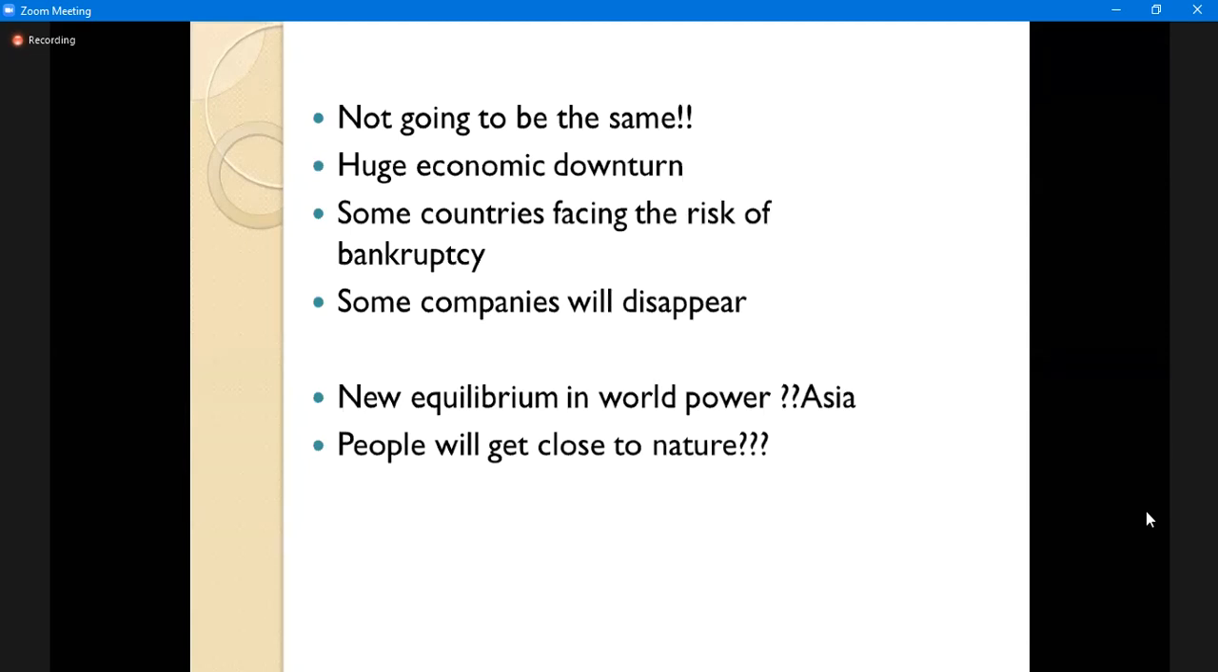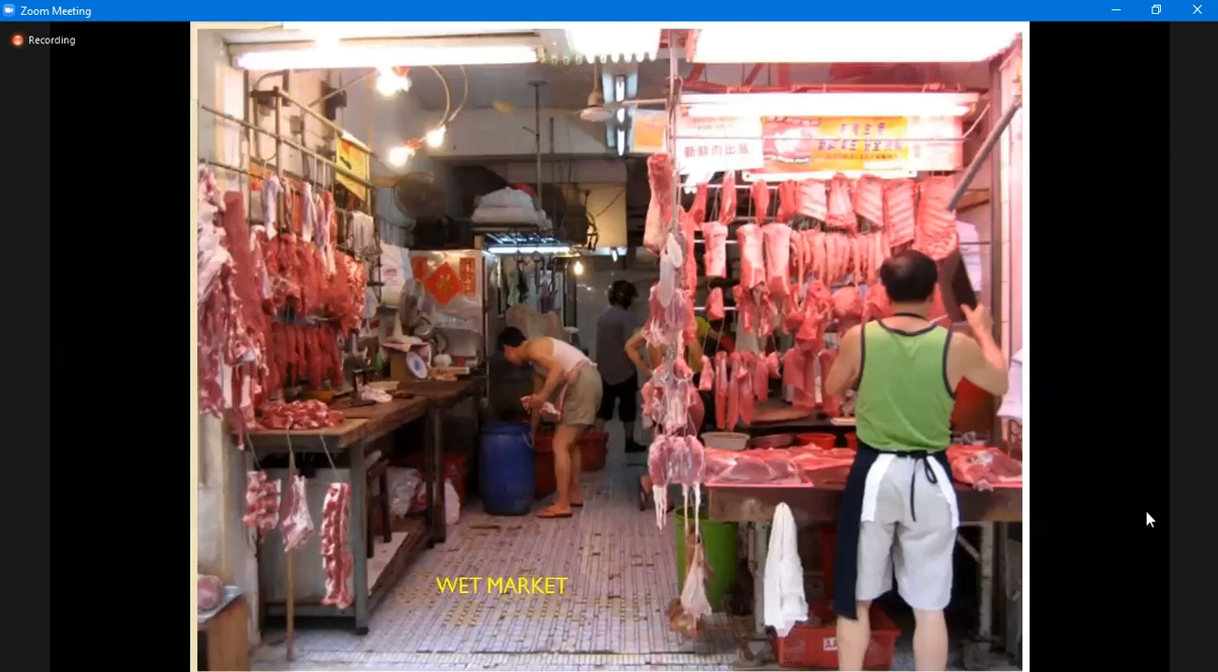And when you say getting close to nature, it's not really this. I'm sure the people who have traveled to China may have seen what's called the wet market, where you can get anything under the sun, any animal.